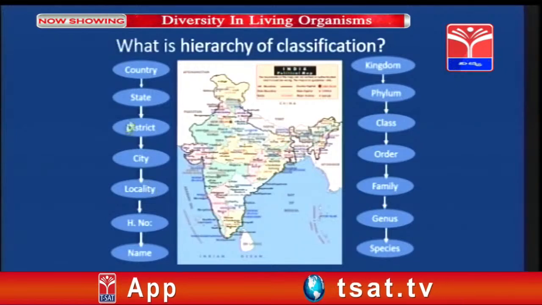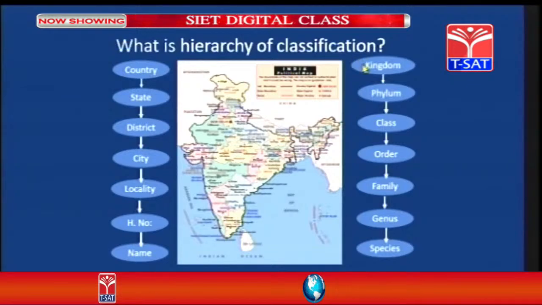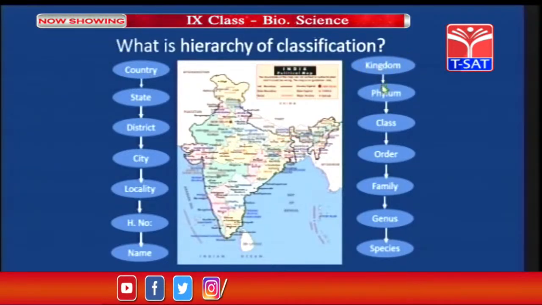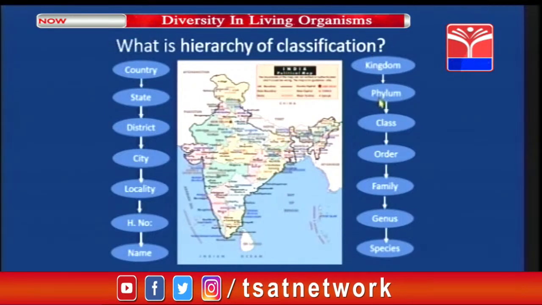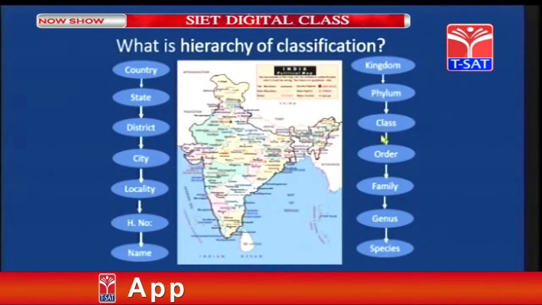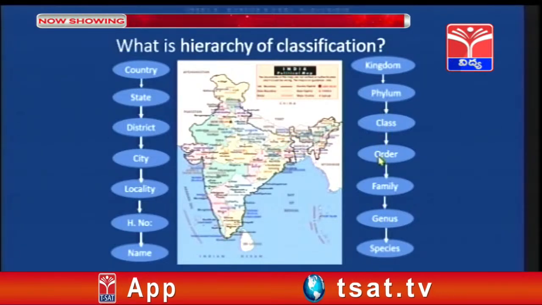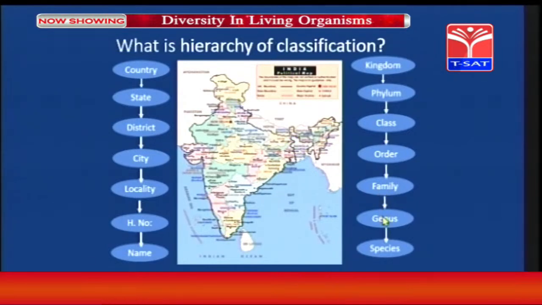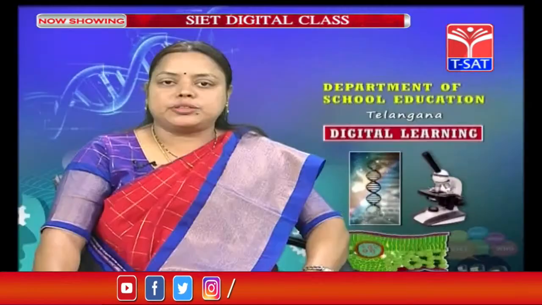Now, the same procedure is followed for hierarchy of classification. That is, various organisms present in and around us come under the kingdom. And this kingdom is further classified into phylum. Phylum is further classified into class. Class is further divided into orders. Order is further classified into families. Families are classified into genus. Genus into species. Let us know about this furthermore.